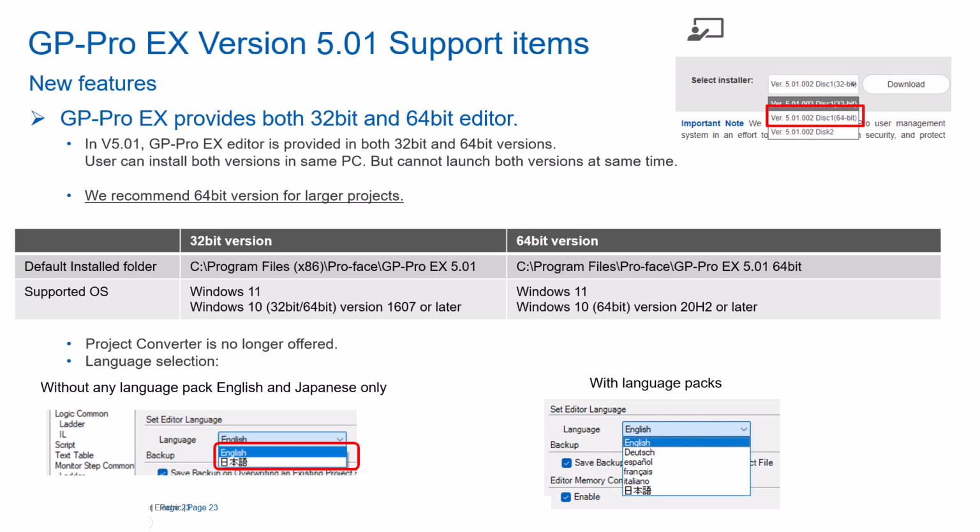So now in version 5.01, GP Pro EX is actually coming in a 32-bit and a 64-bit version. They're two separate versions. Basically, you can't have both versions installed at the same time. What we're recommending the 64-bit version for is larger projects. Just some small detail here, just to make you aware that this is a new version that's offered, the 64-bit version of GP Pro EX.